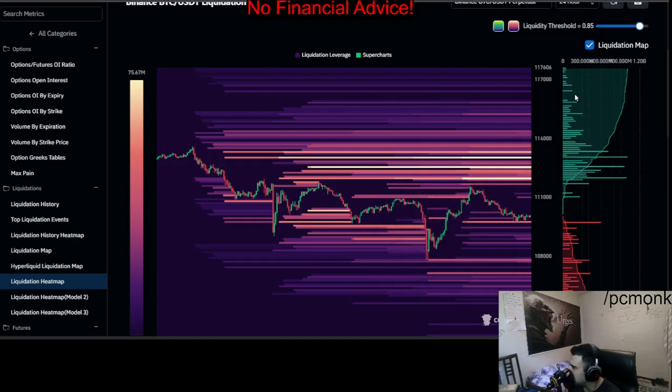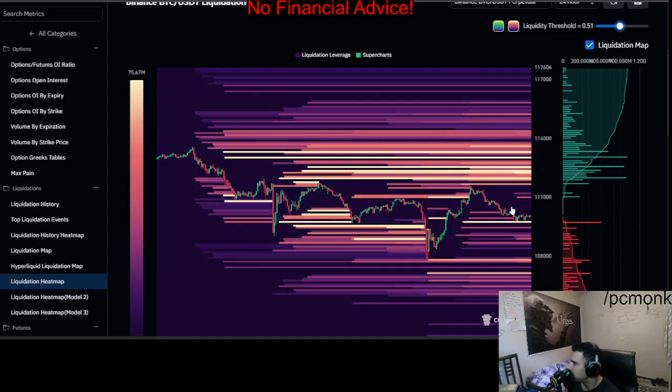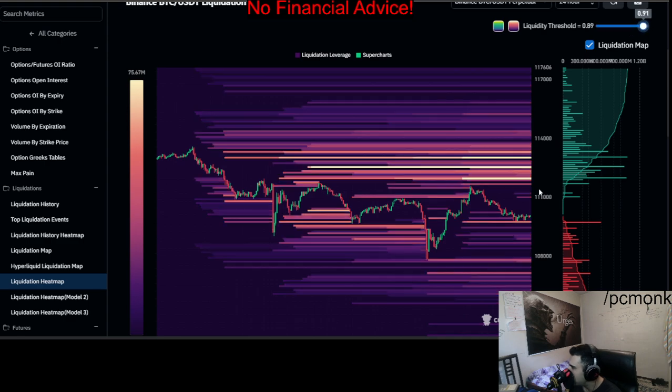Now, if I decrease this, the brighter colors would be on a smaller amount. So, for example, if I put it on 50, you can see we are getting brighter colors, and the reason is the threshold is decreasing. Now we have a bright color here. It's for 75 million. We have a bright color here too. It's for 44 million. Now this 44 million, if I again increase the threshold to, for example, 9, it's not as bright as it should be, right? Because the threshold is now higher. You're looking for bigger liquidations.